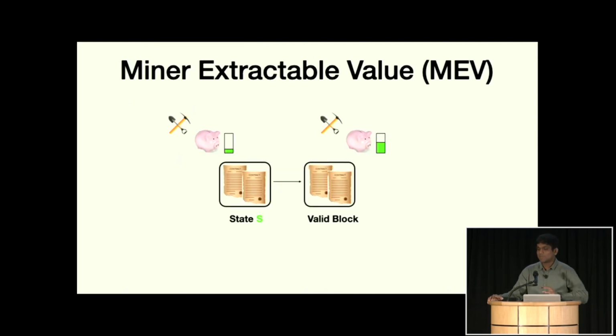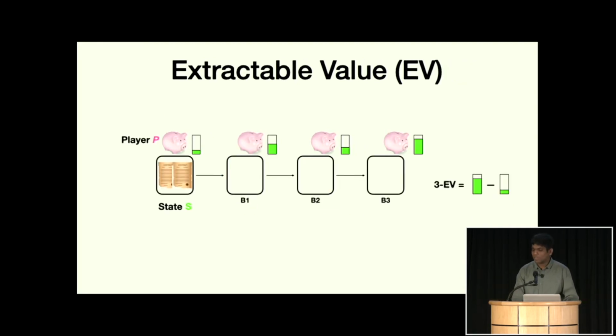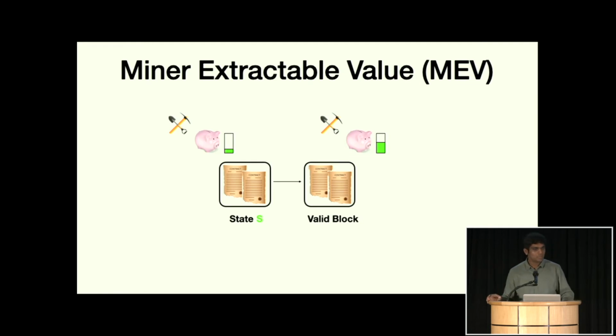The miner extractable value definition is parameterized on a starting state S and player balances, especially the balance of the miner. Now the miner can produce any valid block and gain some profit in the process. The green bars adjacent to the piggy banks represent the balance of the miner. And MEV is the maximum value that you can gain from producing such valid blocks. This definition can be generalized to any player and any number of blocks that you can produce on top of the state S.